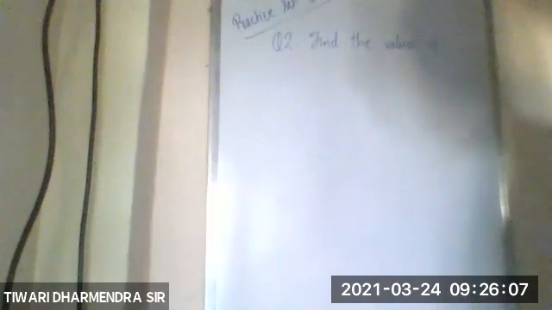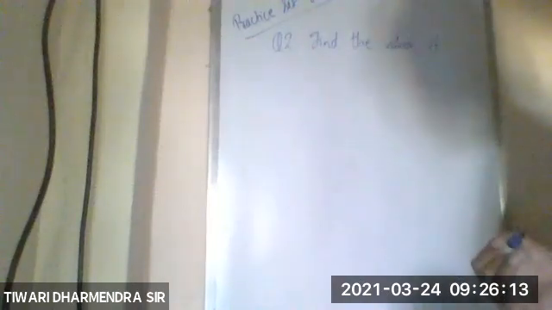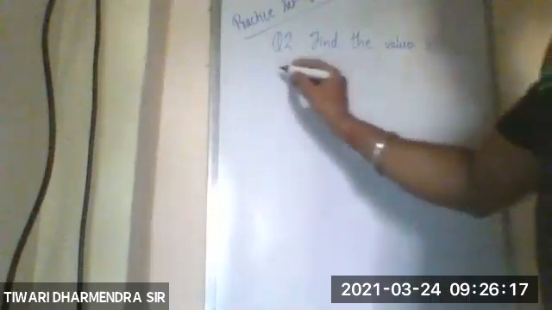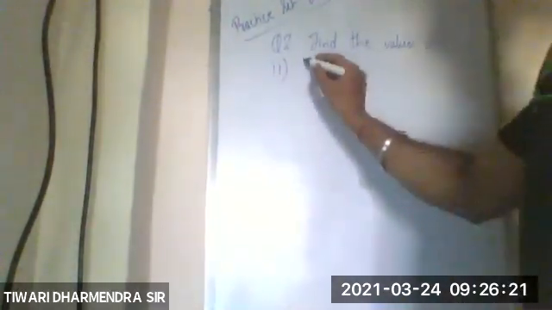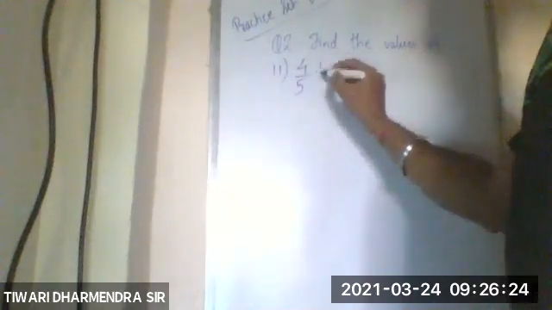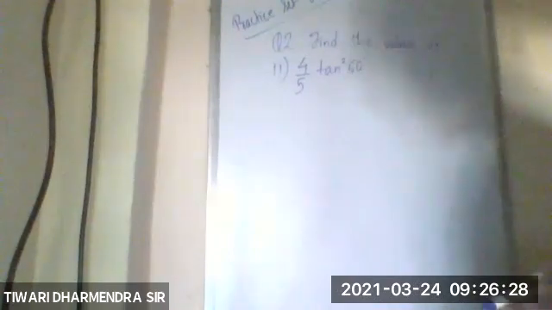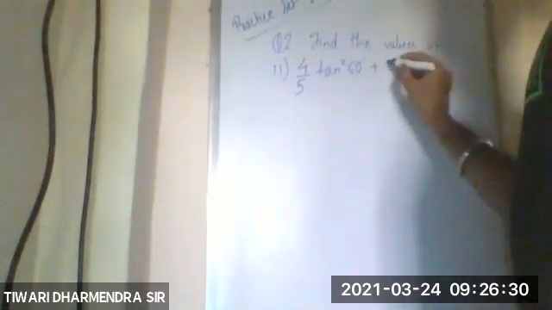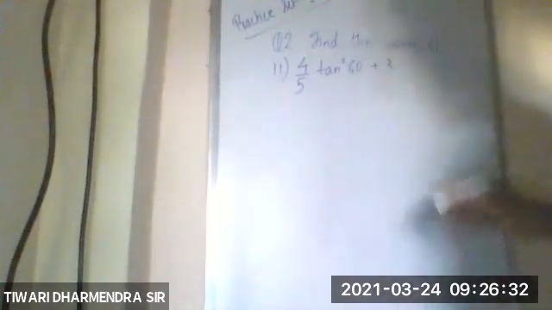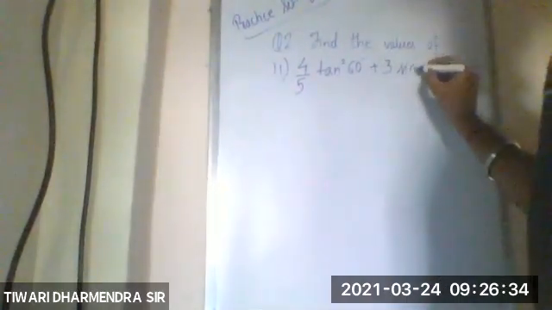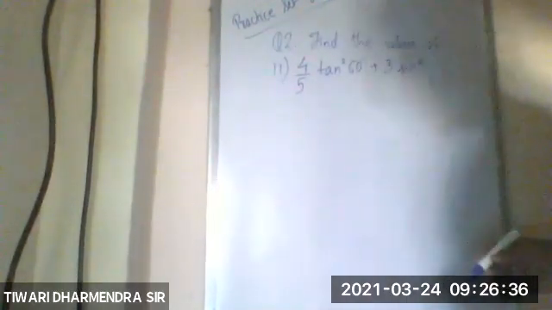Find the values of. There are 6 problems; I am solving 3 for you. I'll be solving the second, fourth, and sixth. Second one: 4 by 5 tan square 60 degree plus 3 times sine square 60 degree.